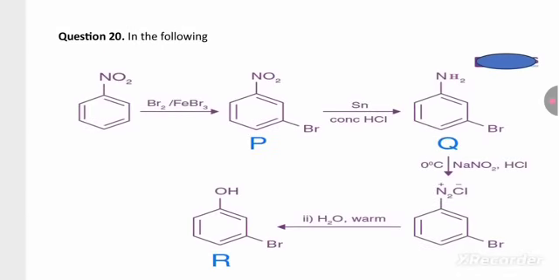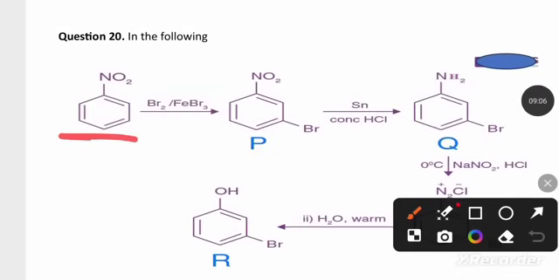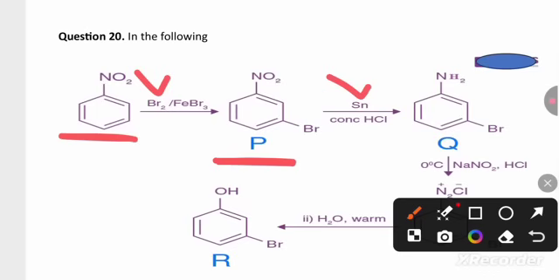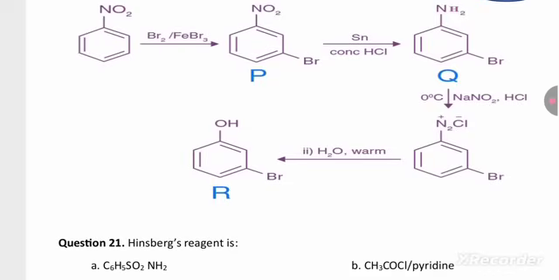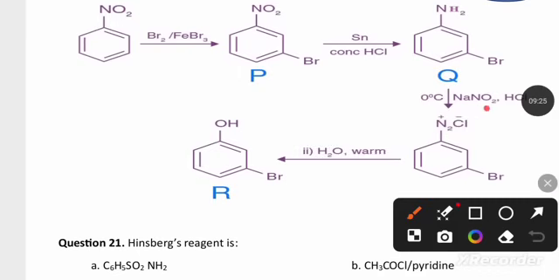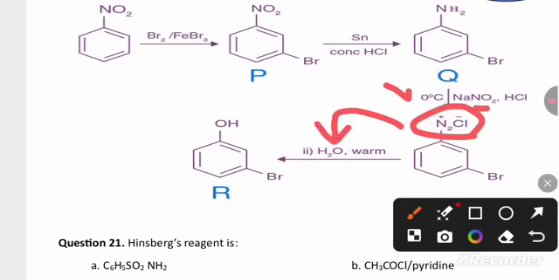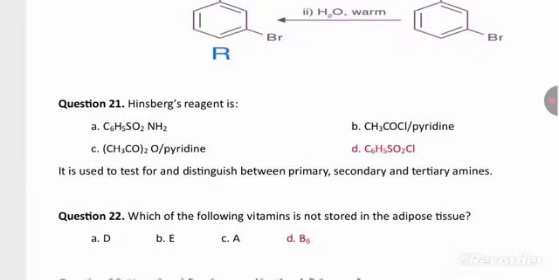In the next question, I have directly given the answer. Nitrobenzene on bromination gives meta-bromonitrobenzene. This on treating with tin in the presence of concentrated HCl, the nitro group undergoes reduction to produce an amine group. So Q is an amine. That amine on treating with NaNO2 in the presence of HCl at 0 to 5 degrees Celsius undergoes diazotization to produce a diazonium salt. This diazonium salt on hydrolysis converts into a hydroxyl group. So R is this product. This is the interconversion reaction, a very important one.